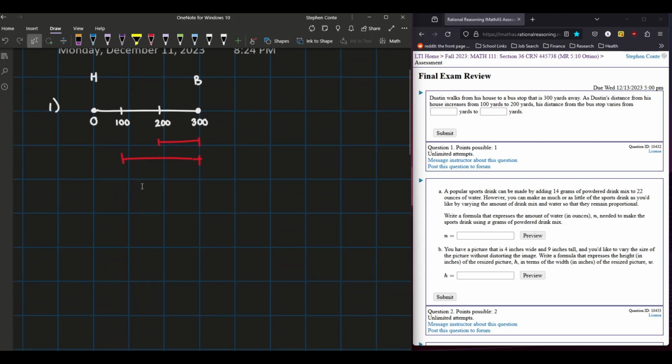So what we could do, right, is just take the distance value here, subtract it from the distance value here, and that'll tell us the distance between the 2 points, right? So if that's the case, distance 1 is 300 minus 200, which is 100. And then distance 2, we can say is 300 minus 100, which is equal to 200.